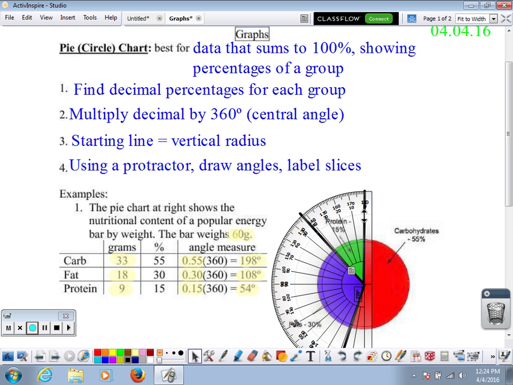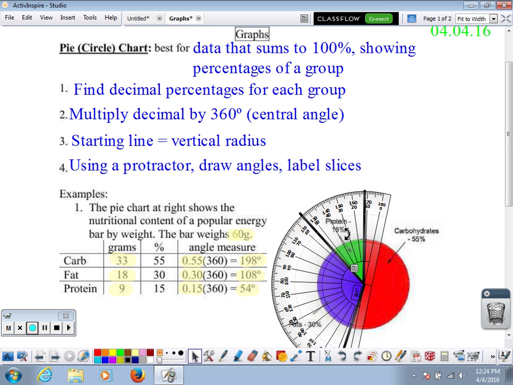Whoever drew my graph didn't do a very good job, because it's not exactly 54 degrees. But if you look at yours, you should see this line coming between the protein and the fats. Yours should be right about 54 degrees. Can you see that on yours? Okay, it should be pretty close, right?